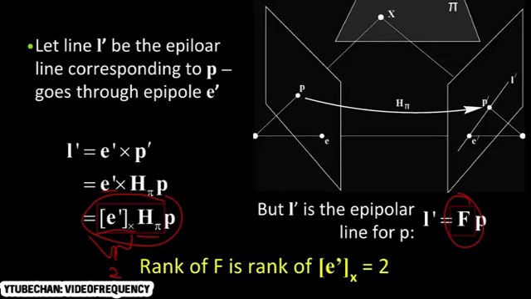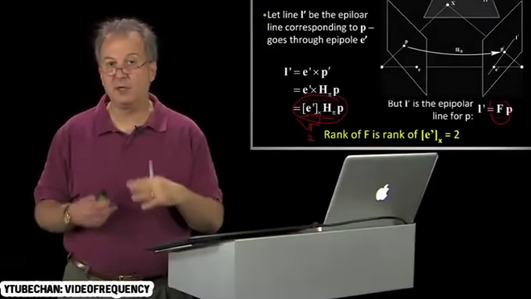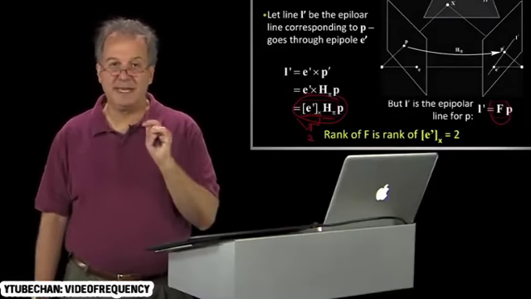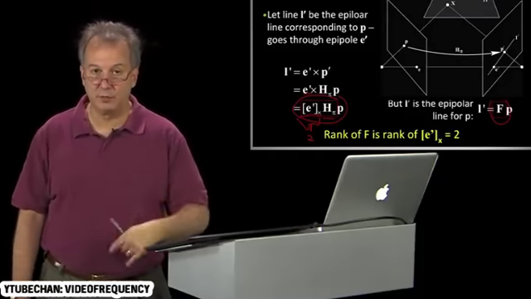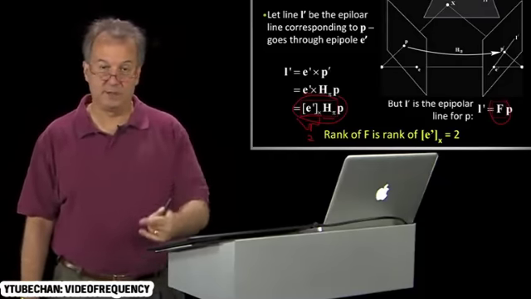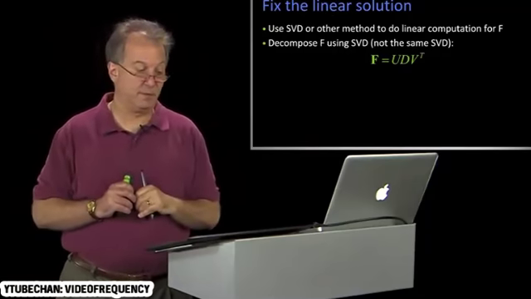But before, when I was solving for the elements of F, I didn't enforce that in any way. It's a 3 by 3, and whether you use the SVD or whatever you do, it's not going to become a rank 2 matrix, even though it's a 3 by 3. So we have to fix our F to be a rank 2 matrix. So how do we do that? Fortunately, that's really pretty easy. It's pretty simple to fix the linear solution that we did before.